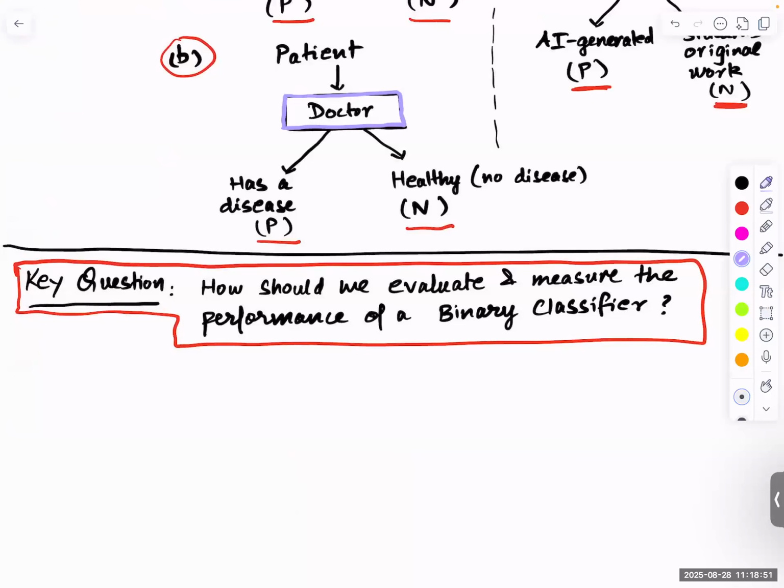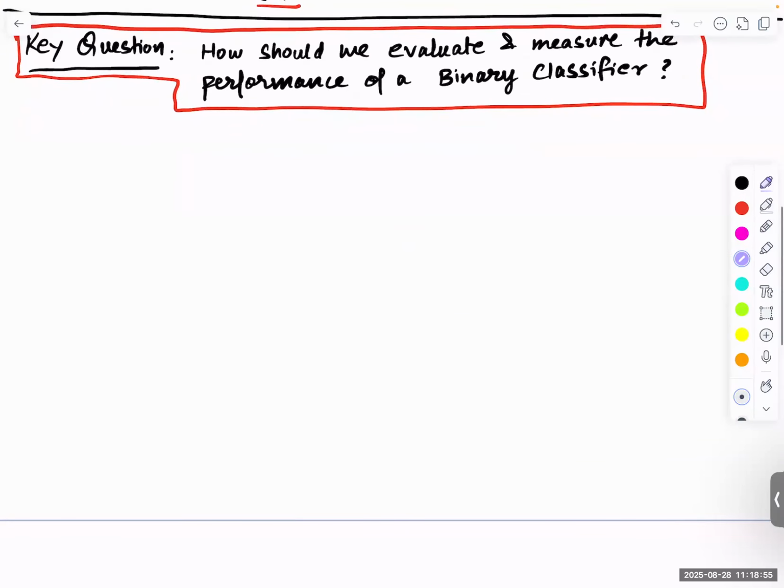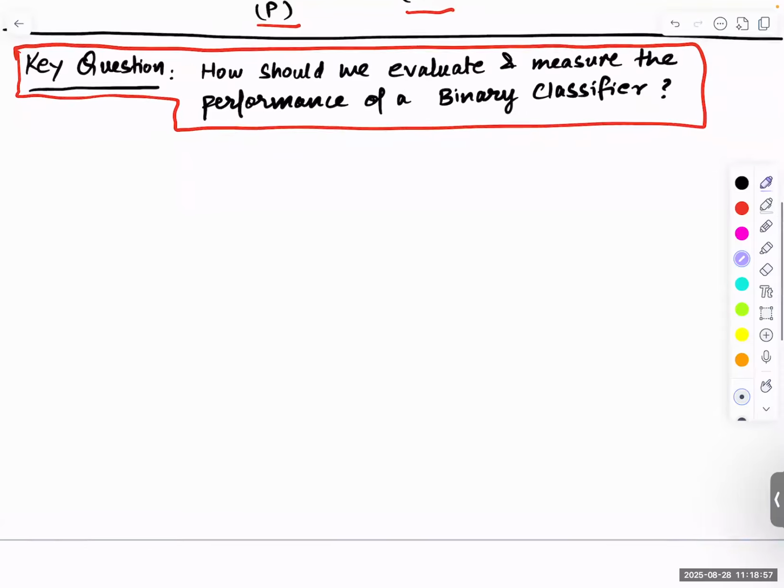All right. So let's think about what kind of outcomes can occur. We're going to break down all possible outcomes into four categories. Let's take the example of spam classification. The first possible outcome is what we're going to call a true positive. Let's write down the definition of true positive. The shorthand will be TP.